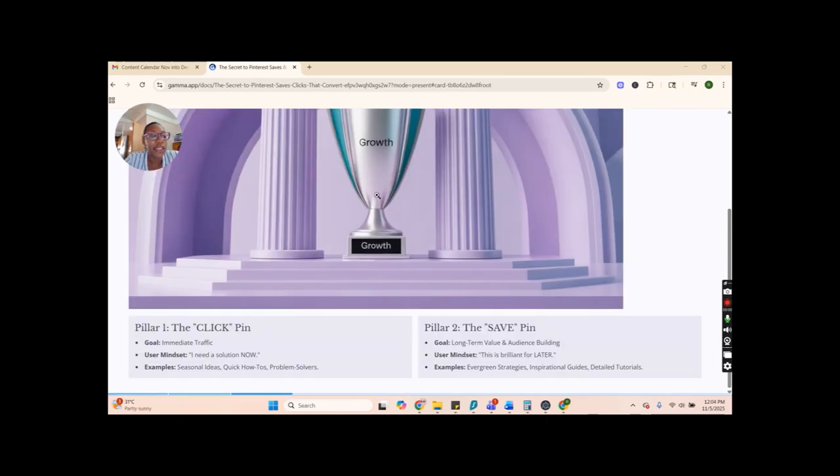Okay, guys, so after analyzing my own data, I realized that there are two fundamental pillars of growth. First, we have the click pin, and this is for the user who needs an answer right now. People who have direct questions and want the answer will click the pin, and that pin should lead them to their answers. Then you have the save pin. Sorry, let's go back to the click pin.